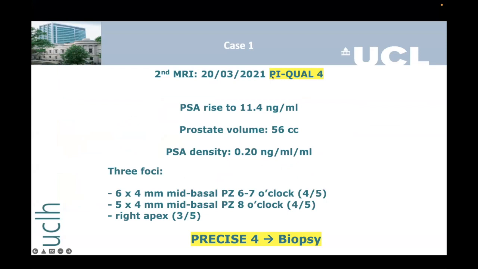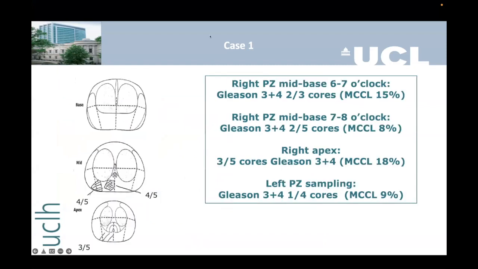I want to stress again that the quality of the scan was good. It was a PI-QUAL 4 again. So we had 2 scans, PI-QUAL 4, good quality MR. And this is the biopsy plan that Veeru was referring to. This is what we usually do. So we draw the lesions on a diagram, and then for a visual registration, those who are performing the biopsy use this and the MR images. So here you can see the results.